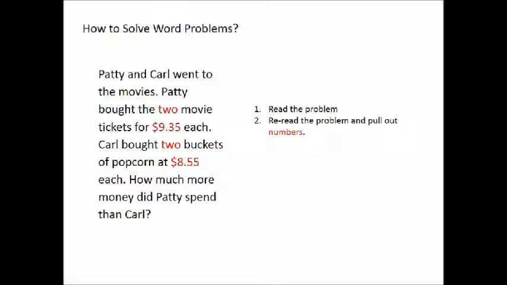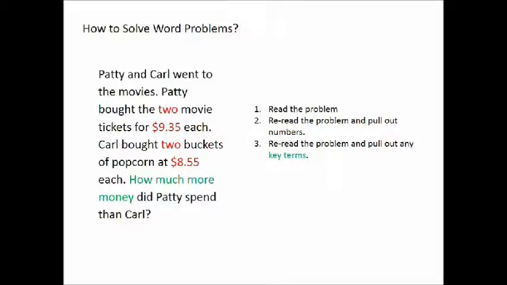I've already highlighted them red, but Patty and Carl went to the movies. Patty bought 2 movie tickets. Choose a number, so we have to highlight that. For $9.35. I think my numbers changed in there. I'm sorry if they did. Carl bought 2 buckets of popcorn for $8.55 each. How much more did Patty spend than Carl? So right there we have the number 2, and then we have the amount. So we got to put both of those in there.